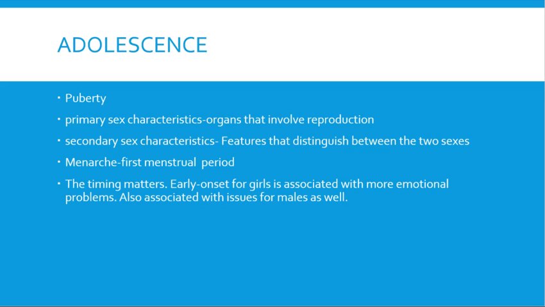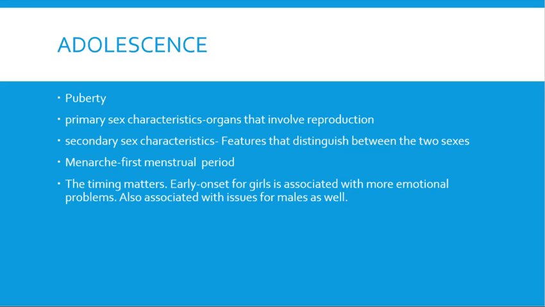Adolescence. One of the most turbulent times, as we have discussed. We start going through puberty. This is where our primary sex characteristics change, and our secondary ones, which are the ones that distinguish between the two sexes, help us figure out who is who. Primary are the ones that involve reproduction. During puberty is when women will go through their first menarche, sorry if I mispronounced that, which is their first menstrual period.